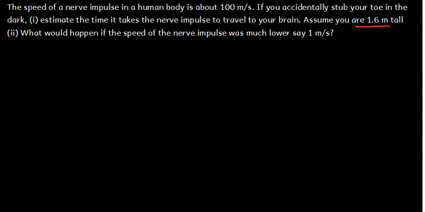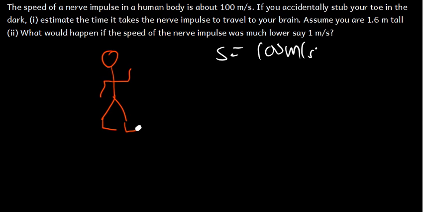Okay, so if you want, you can come up with a free body diagram where you say this is a person. So this person is walking, then accidentally this person stabs the toe here. Now they are saying that the speed of the nerve is about 100 meters per second. Then the distance, as in how tall this person is, is 1.6 meters. So we need to find the time.